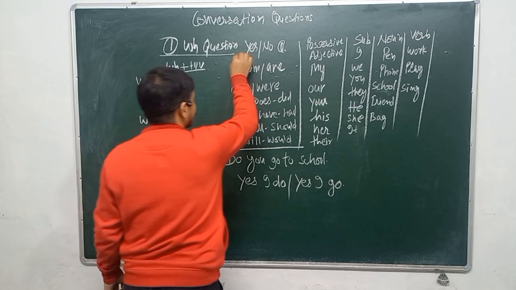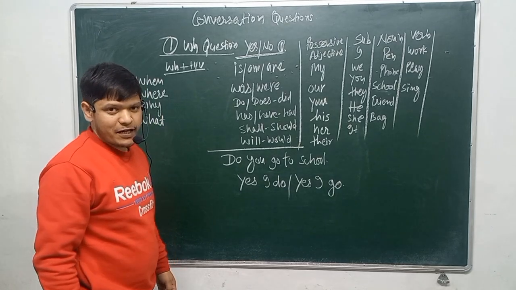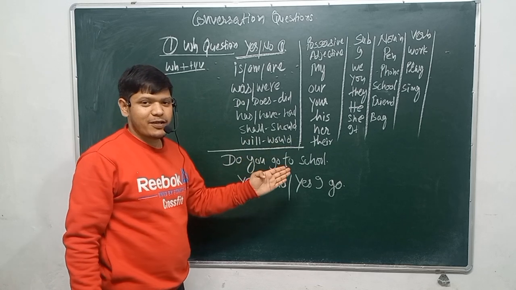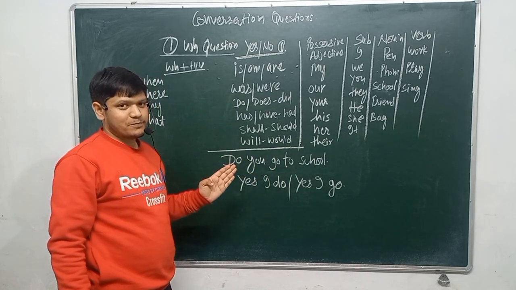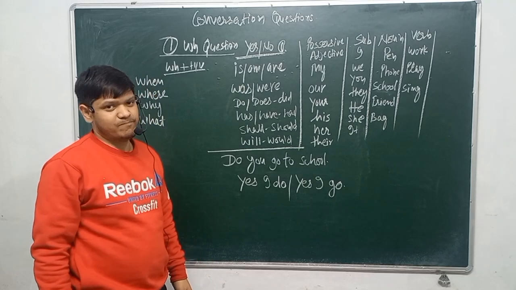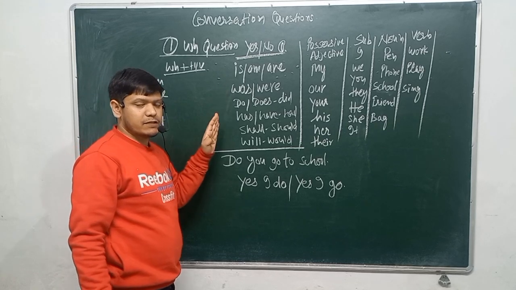The second one is called yes-no questions in English language: interrogative, interrogative negative. The answer will always be yes or no. Do you go to market? Yes, I go. Yes, I do. No, I don't. So they are known as the interrogative questions.